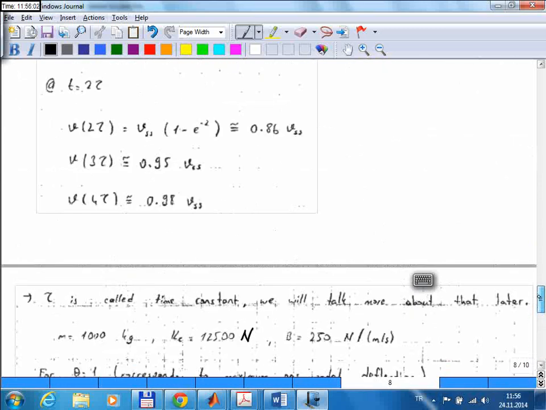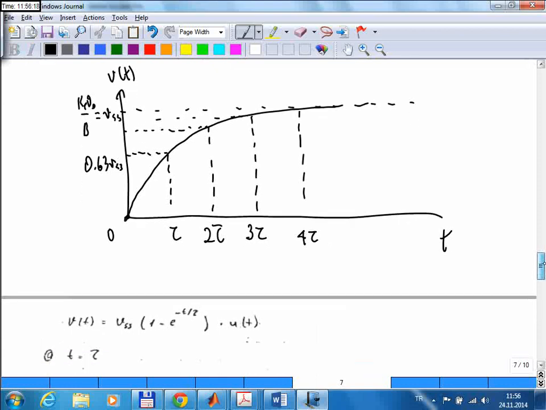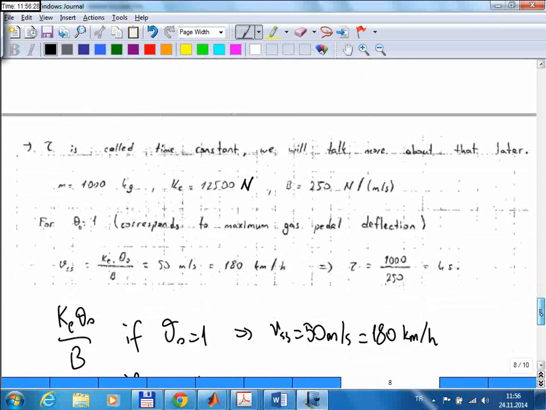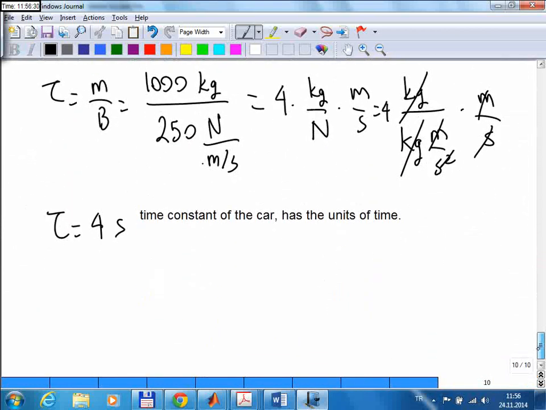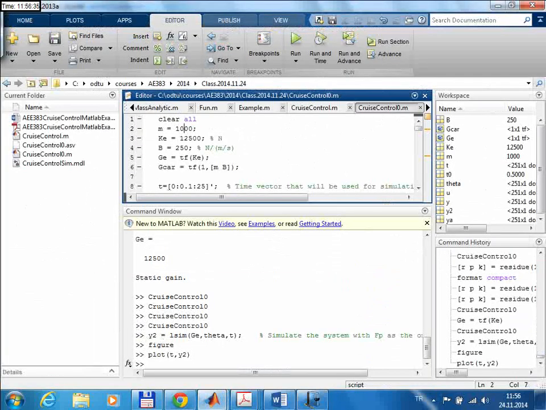So it's 4 seconds. If we go back to the previous graph here, we see that the car reaches 98% of its final speed in 4 time constants, which is equal to 16 seconds. Okay, now let me go to MATLAB and do all these things in MATLAB.